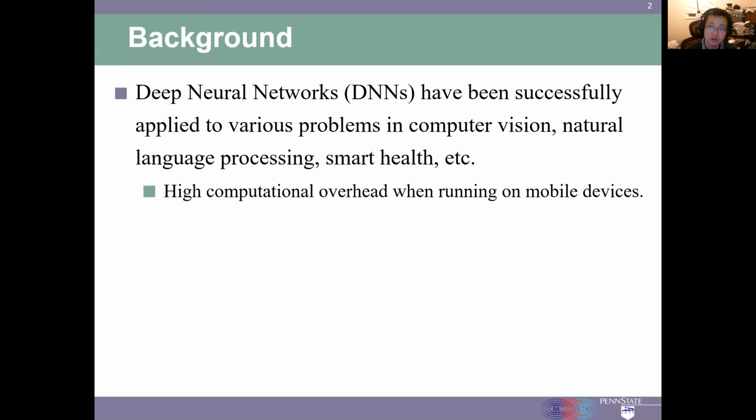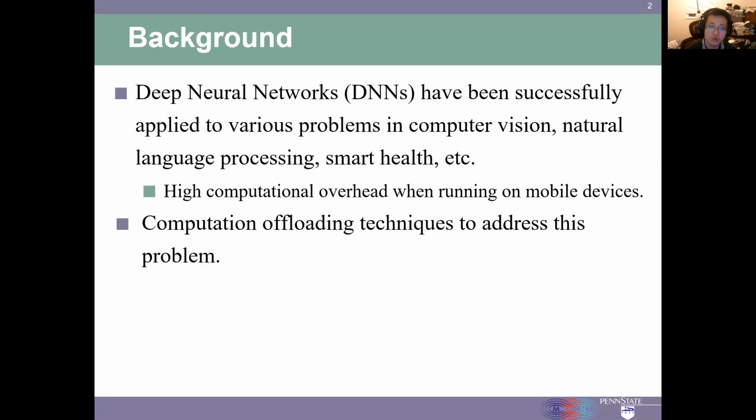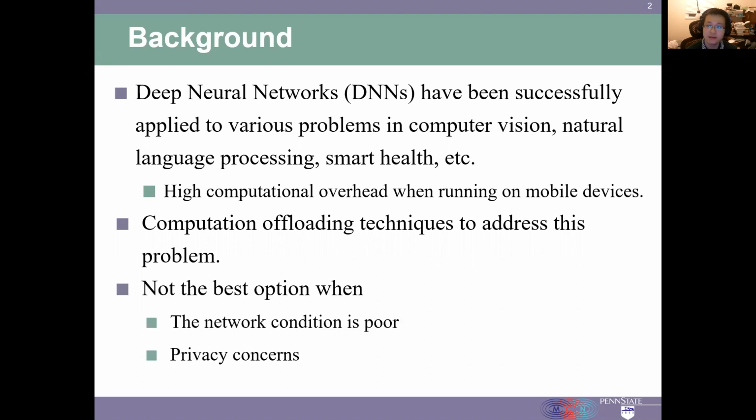To address these issues, many mobile applications choose to offload the data to the server and let the server run the DNN models. However, this solution may not be the best one, since the network condition may be very poor and some users may not want to share their data with other servers due to privacy issues.